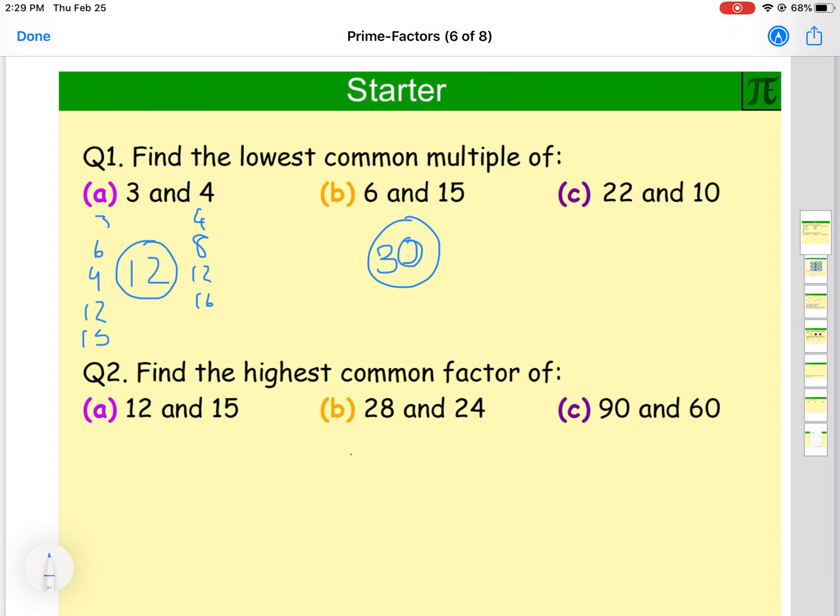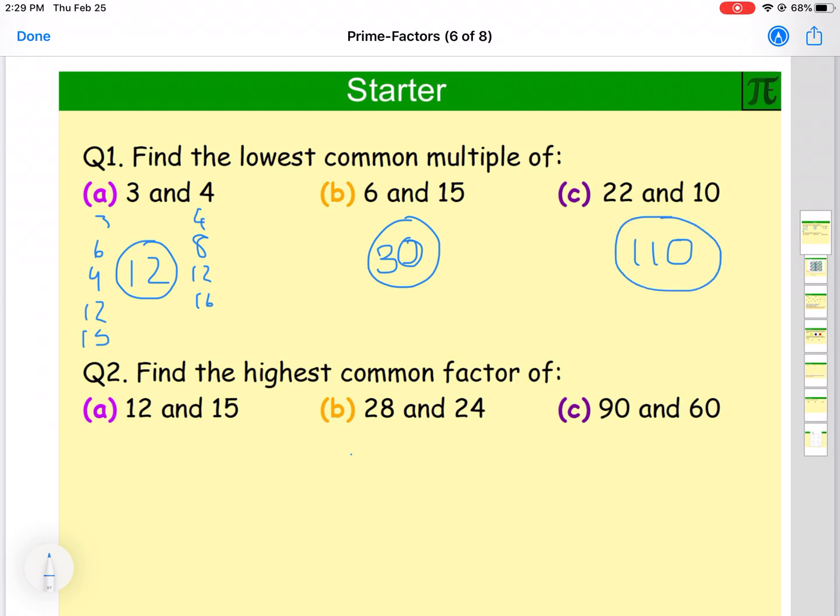And part C, 110 is your lowest common multiple between those two. Okay, that takes a lot of writing out the multiples to get to 110 for that one.